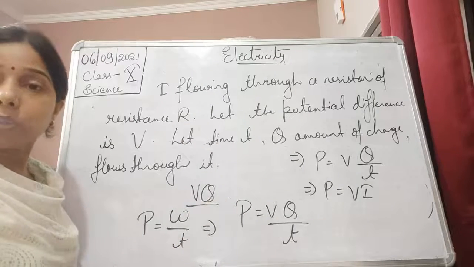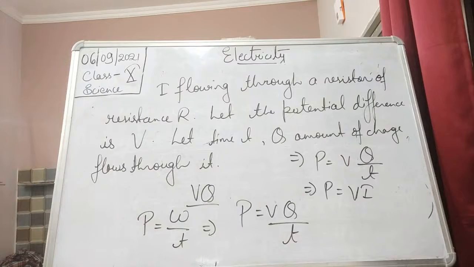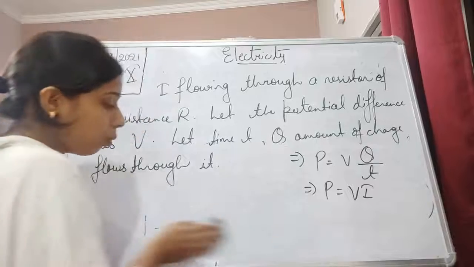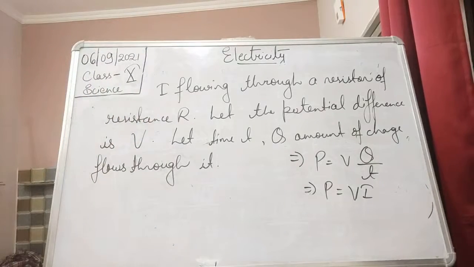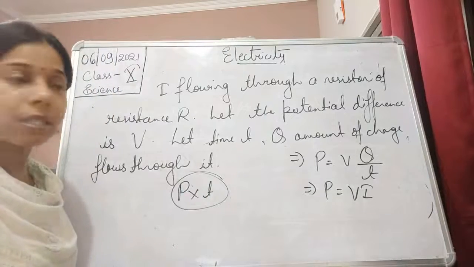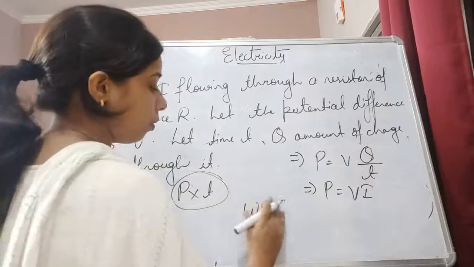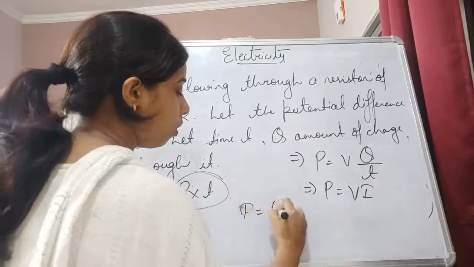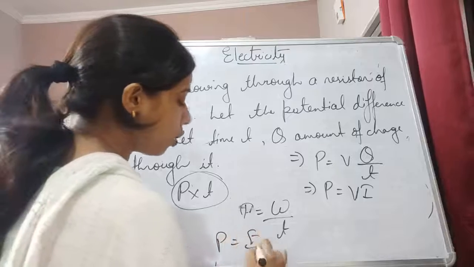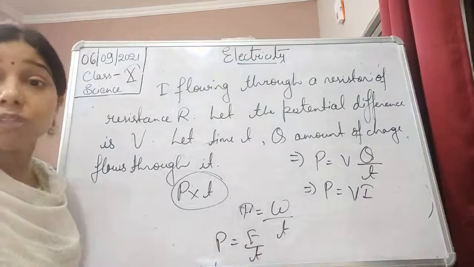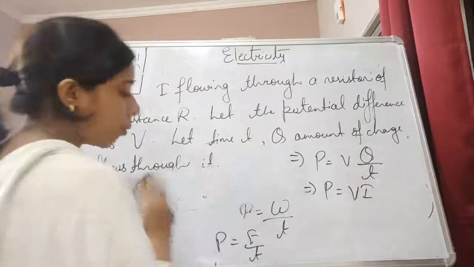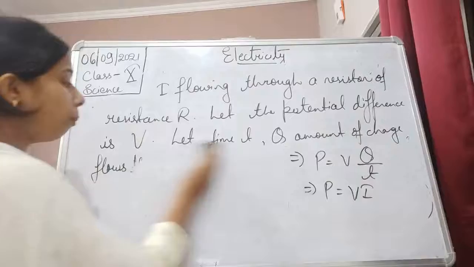So if we talk about the heating, the energy supplied to the circuit in a time t will be equal to P into T. How much energy will be supplied? Now we know that power is equal to work upon time, and work is also energy, so power is equal to energy upon time. So the energy supplied for the movement of the charge across the potential will be equal to P into T.